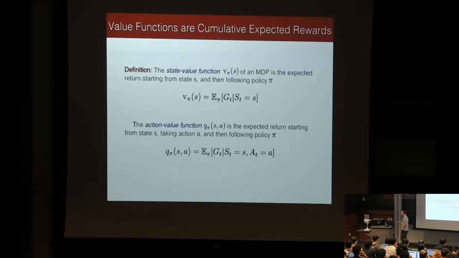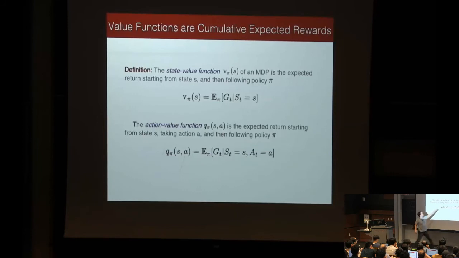And a couple of classes down the road, we'll see how we evaluate these policies. There are ways of doing something called Monte Carlo evaluation. There's something called temporal difference learning and so forth. So we'll come to that. The action value function Q sub pi of s, a, is the expected return starting from state s and taking action a, and then following policy pi.